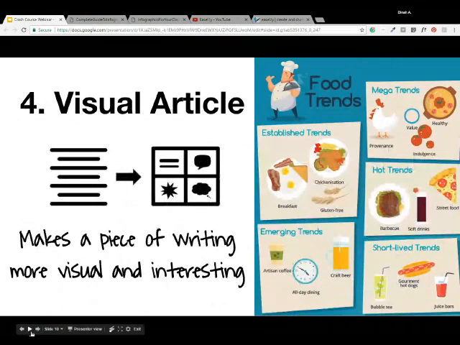Okay, a visual article. So if you are writing blog posts or writing articles or writing newsletters, think about how you can make your writing more visual and a little bit more interesting. So an infographic can essentially be a visual article, or it can summarize an article, or you can take bits and pieces of your article and create an infographic just for a segment of your article, especially if it's a longer one. And so this is an example of a template for food trends.